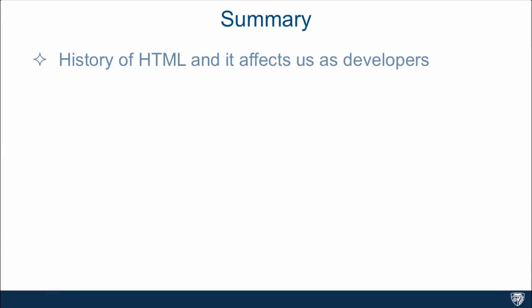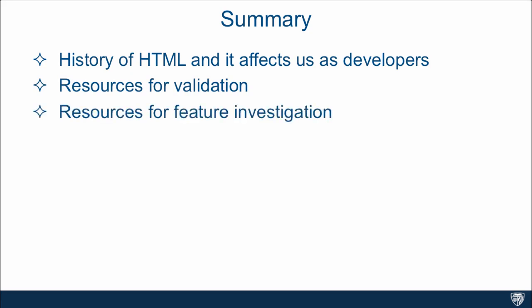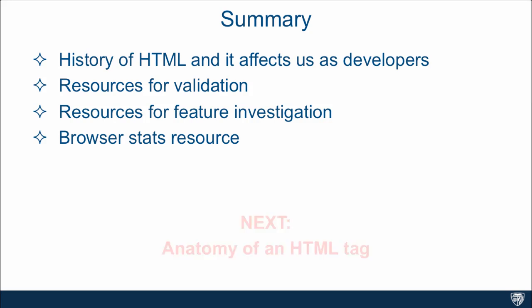So to summarize, we went over some, hopefully relevant, history of HTML and saw how it affects us as developers even today. I gave you some resources for validation of HTML, which gives you a little bit more of a comfort factor that your HTML will work in browsers properly. I gave you some resources for feature investigation, like the website caniuse.com, which lets you know whether a particular feature is implemented in a particular version of a browser. We also went over where you could look up browser statistics so you could make an informed decision of what browsers you should even target for your web application to begin with. Next, we're going to talk about the anatomy of an HTML tag. We'll take it apart and see what an HTML tag is and how to properly code it.